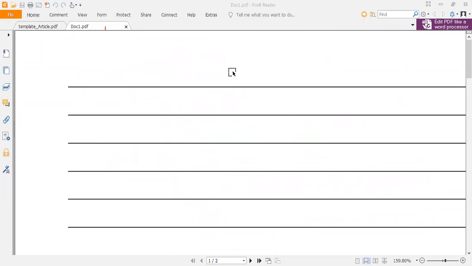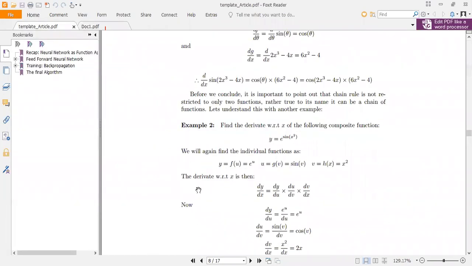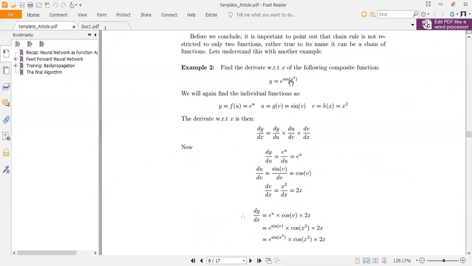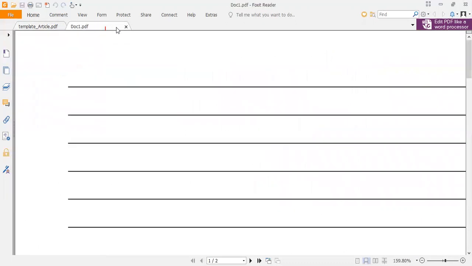So let me take another example which will demonstrate how to do it for many levels of composition. Let me take y equal to e to the power of sine of x square. So y is equal to e to the power of sine of x square. The first thing is again to identify the composition.